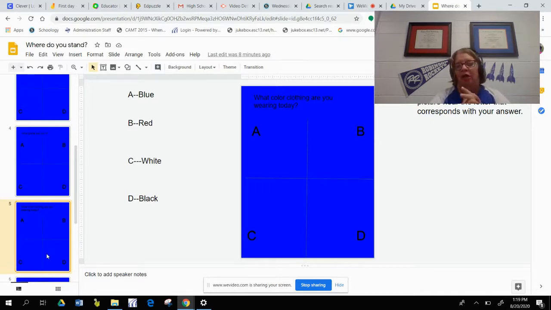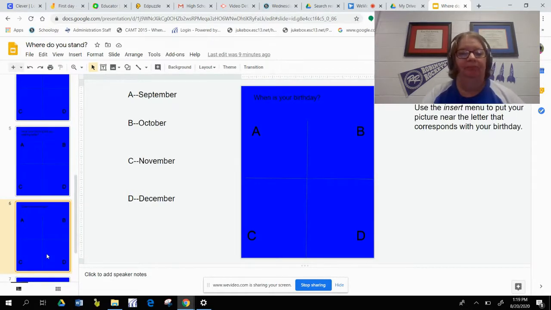What if they're wearing green and purple? Or what if they're wearing yellow? Or what if they're wearing pink? If they're not wearing any of these colors, they might not have a place to stand. The thing I want you to notice about this one is you could very easily have more than one option here. So as an input, you could have more than one output. Okay? Let's look at the next one.